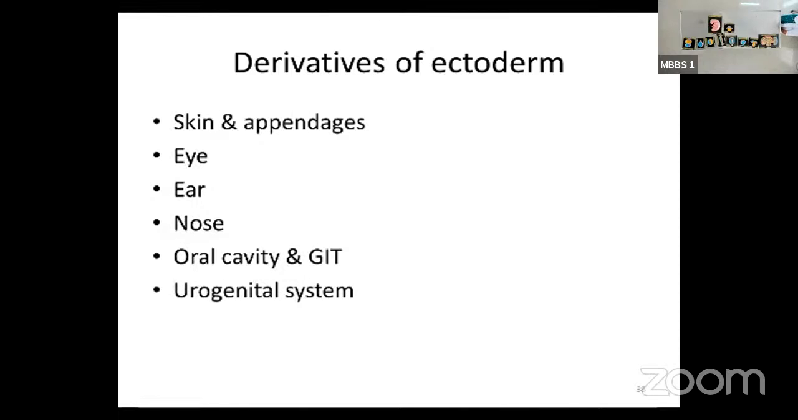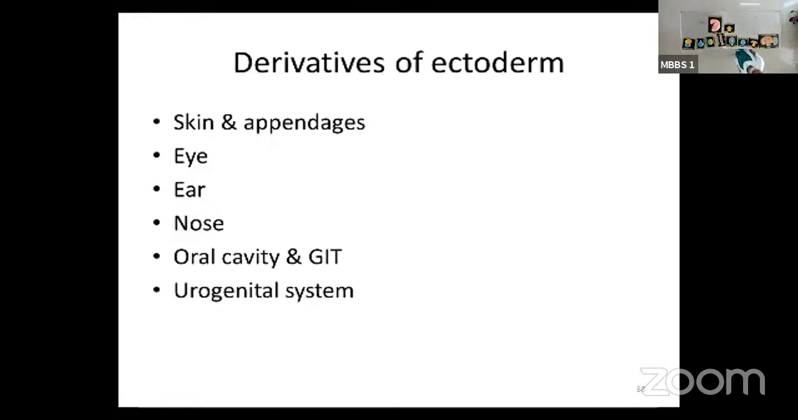In ear, you get utricle, then semicircular canals, outer part of the tympanic membrane, outer epithelium of the tympanic membrane, along with the lining of the external auditory meatus. These are ectodermal in origin.